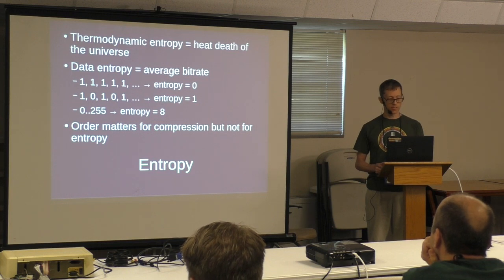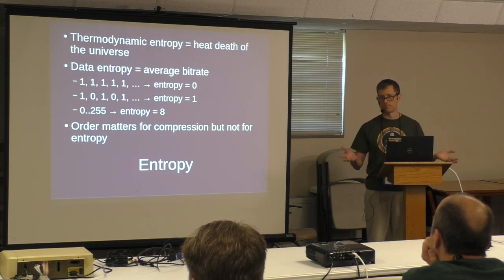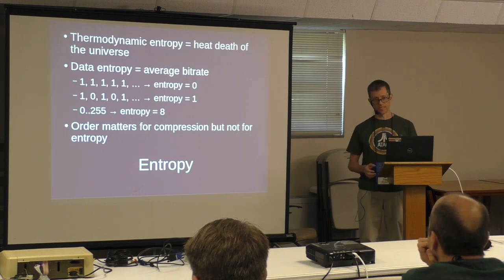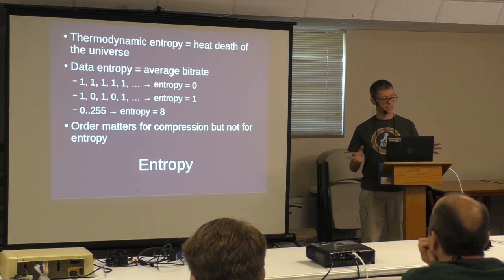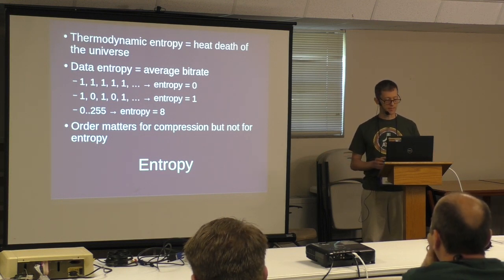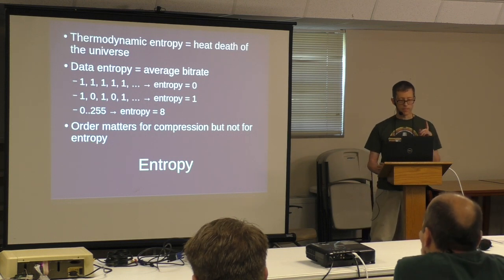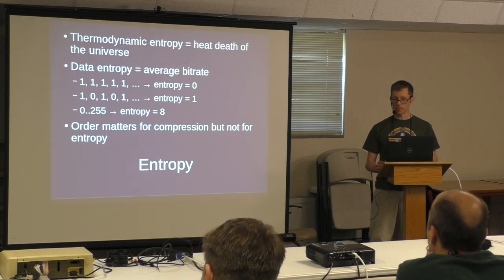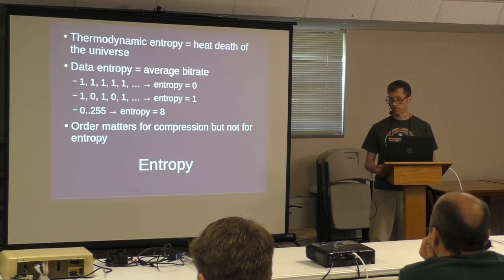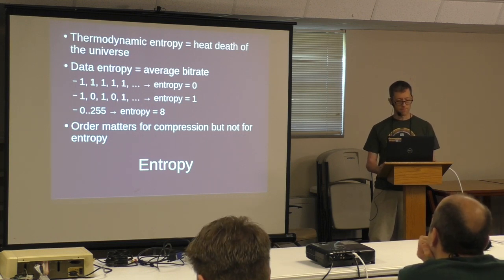So a constant stream of ones has no entropy. It takes no data to store it. If you alternate 1, 0, 1, 0, it takes 1 bit of data to store that. If you have a set of just regular binary data, 0 to 255, it takes 8 bits. That's all entropy means. The interesting thing about entropy is it's not a perfect measure of how well you can compress something, because the order matters, and I'll have a demo of that later.